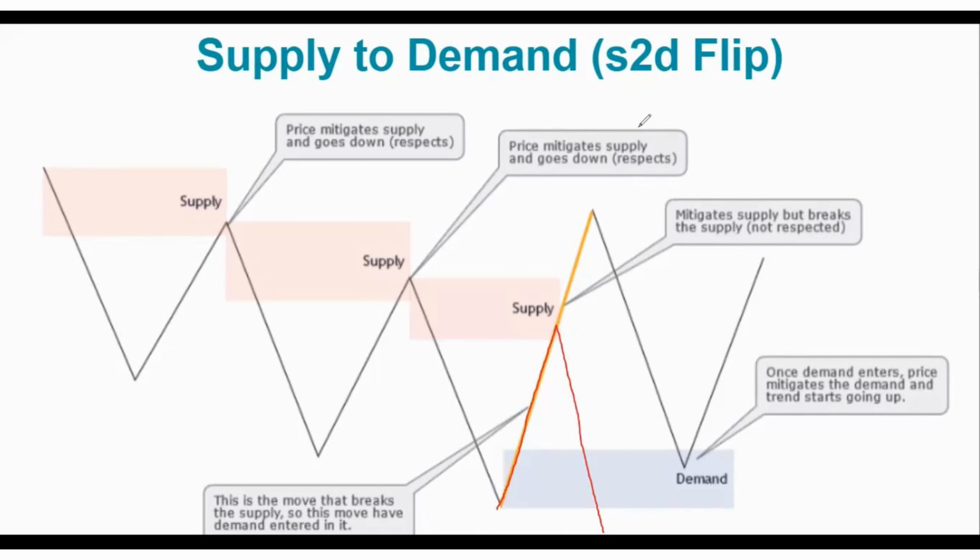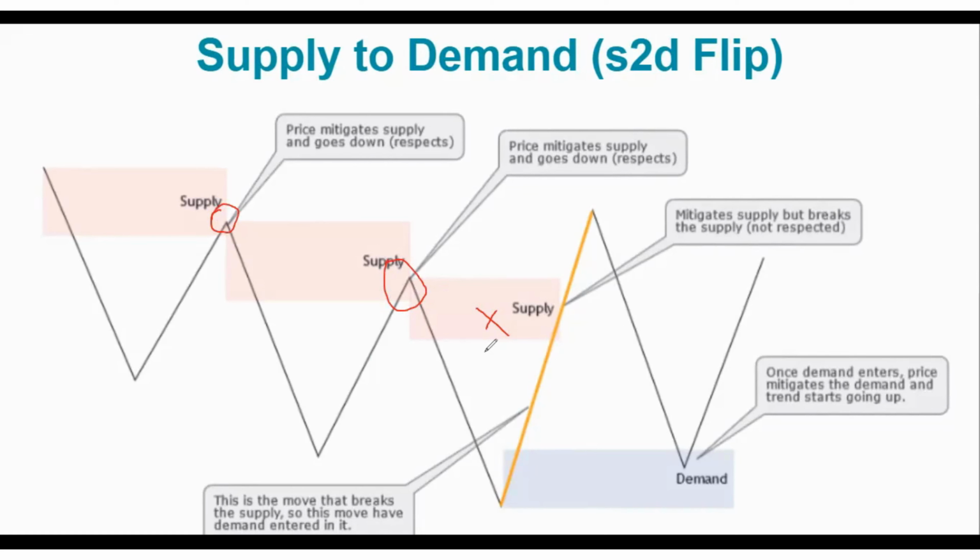But here, in this case, what happened? The price just breached our supply. It just went above the supply. Basically, it got respected here, but it failed in this supply. The price just mitigated and directly broke the supply. And what does that mean? That means the sellers who were in control till now, mitigating the supply and taking the order flow downwards, those sellers are no longer in control.